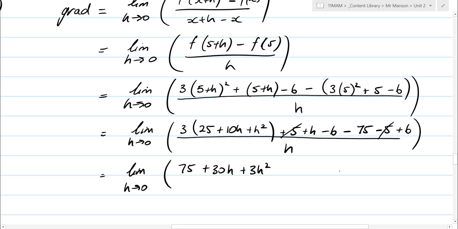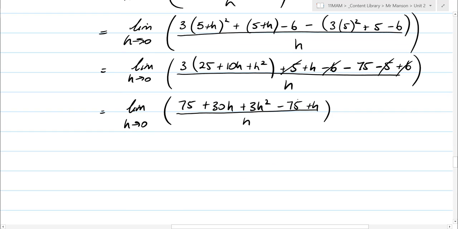That 5 cancels with that 5. That 6 cancels with that 6. I'm left with just negative 75 plus h all over h. The 75s cancel out, which leaves me with the limit as h goes to 0 of 31h plus 3h squared over h. That's pretty poorly written.